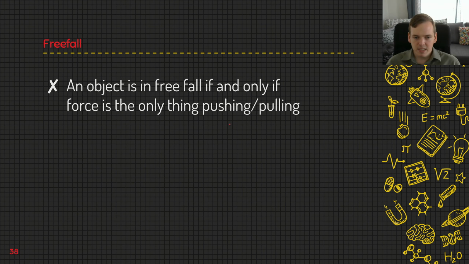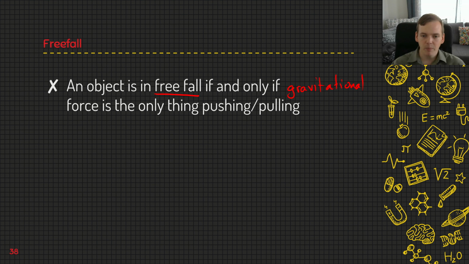So an object is said to be in free fall if and only if gravitational force is the only thing pushing or pulling it. So if something is in the air, there's nothing holding it up, there's no parachute attached to it, it's just freely falling under the gravitational force. It's being pulled on by the Earth, then it's in free fall.